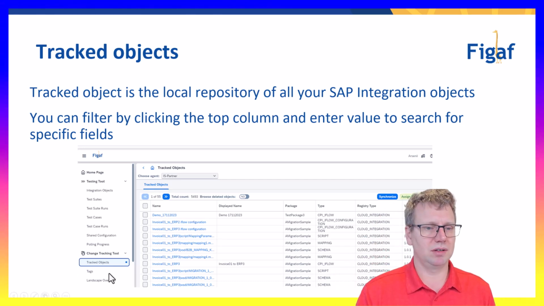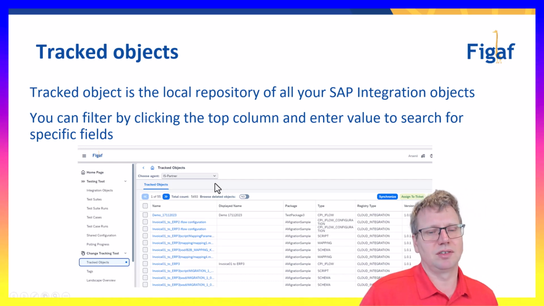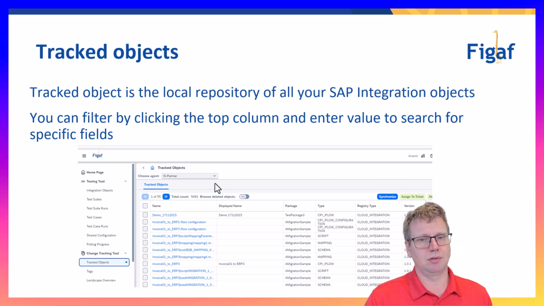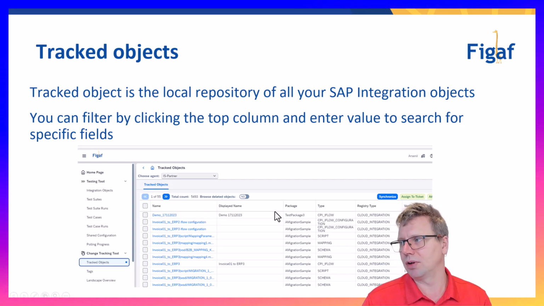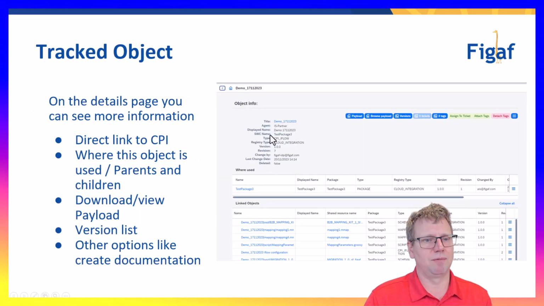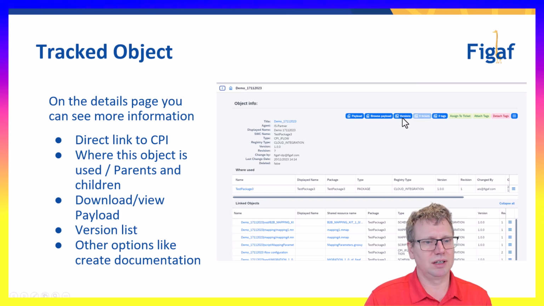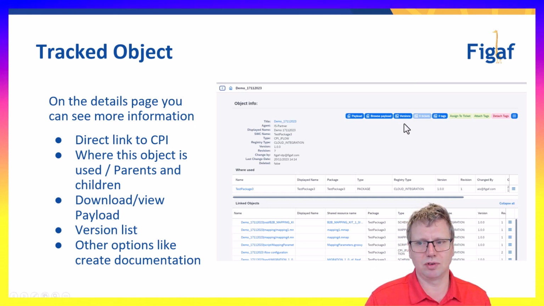So here we can see the menu. We have the tracked objects, and the tracked objects contain all the different repositories that you have. And you can click on the header and press search for it. In the tracked objects, you also have more details. For all the objects, you can browse the payload. You can click on versions to get more details about the specific versions.